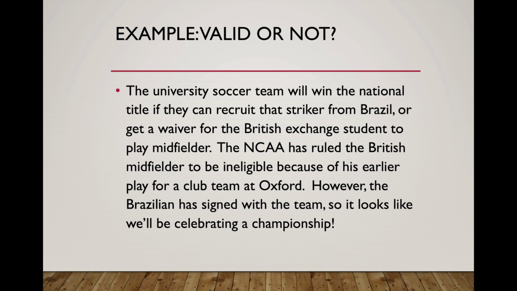And we go back to that if clause that says if they can recruit the striker from Brazil or get a waiver for the British exchange student, right? So either of those antecedents is enough to produce the consequent. Be great if they had them both, but all we need to know is that one or the other has occurred, and then we can conclude that the consequent would follow. So that's where we get to the last sentence. However, the Brazilian has signed with the team, and that's the key second premise. We do get the Brazilian striker, right? So, signaling the conclusion, it looks like we'll be celebrating a championship.